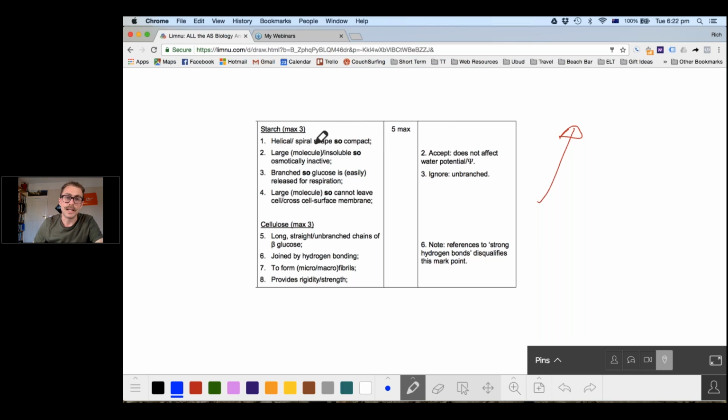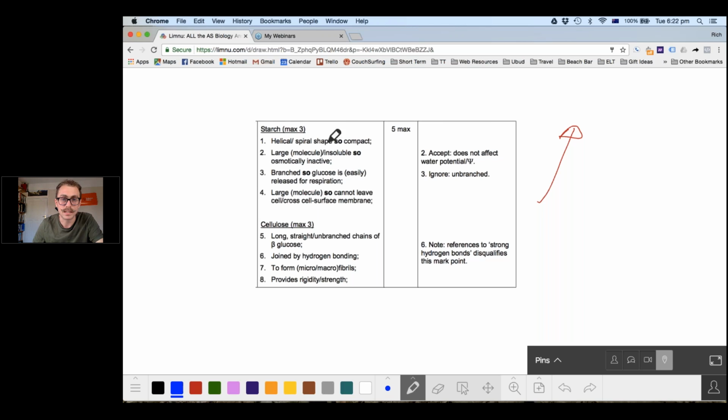So helical or spiral or coiled, so it's compact. It gives you 1 basically for saying compact. This is a nice word that tends to come up quite often. It's a large molecule. It's insoluble, so it's osmotically inactive, so it does not affect water potential. Branched, so glucose is easily released for respiration.